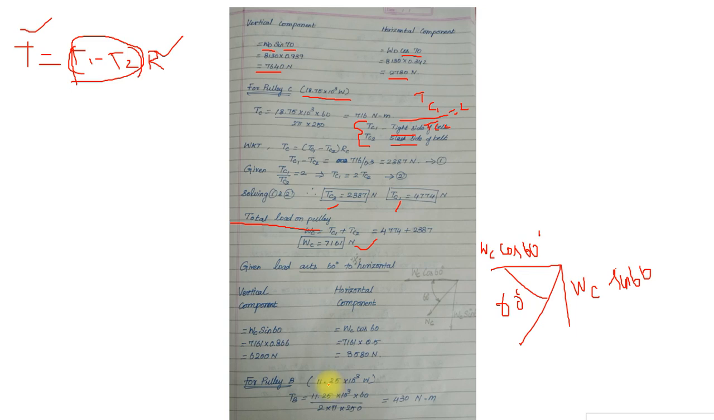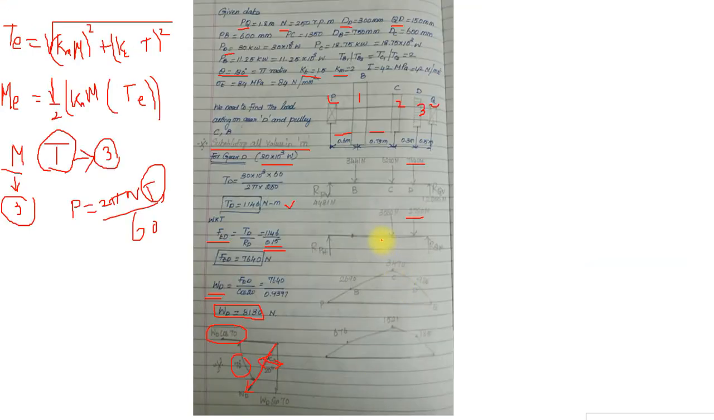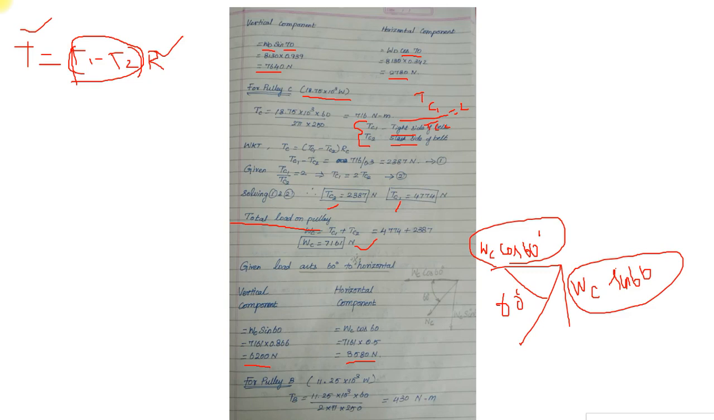To split it into horizontal and vertical forces, I am using these notations and finding the horizontal component and the vertical component. I found that the vertical component is 6200 Newton and the horizontal component is 3580 Newton. You can see here I have substituted 6200 and 3580 Newton. With this we have found the load acting at gear D and pulley C. We have to continue the same for pulley B also. So we are simply finding the load.